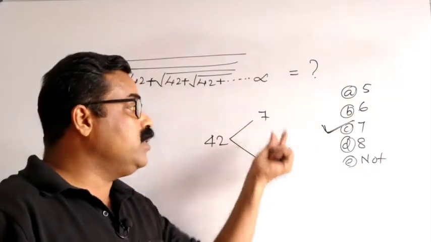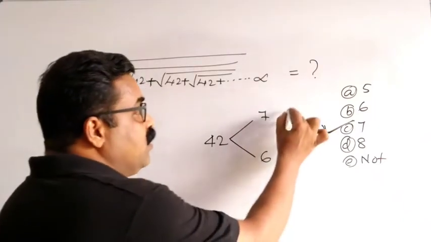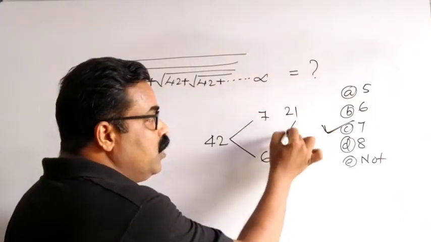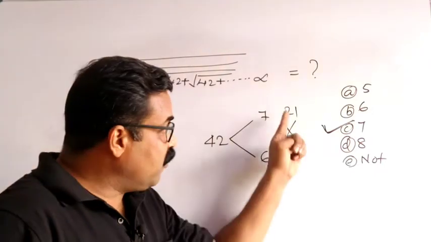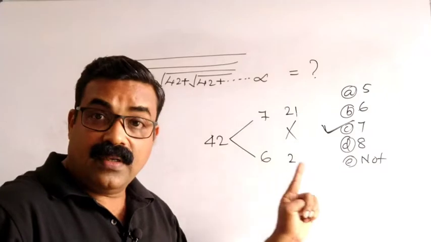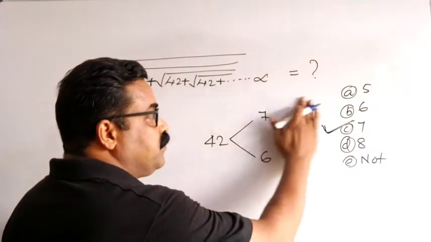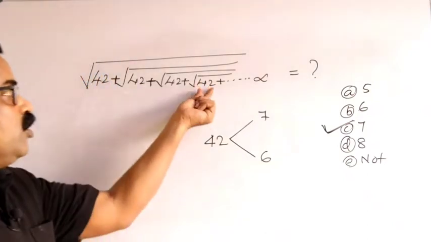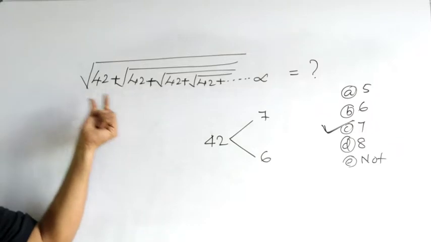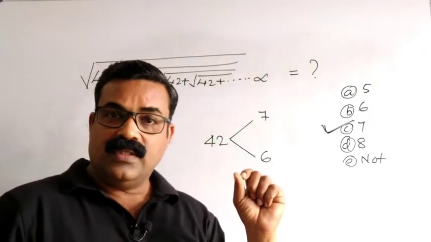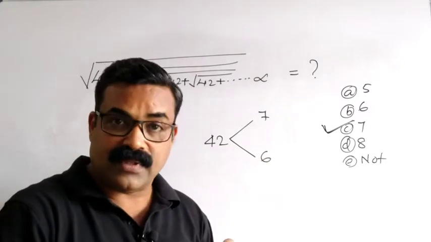I can take 2 and 21. 2 into 21 is also 42. If I take 21 and 2, 2 into 21 also will give you 42. But the difference between 2 and 21 is not 1. So that is why we cannot take that. And all the numbers you will get in questions will have factors like this. These are all special numbers selected for making questions in your competitive exams.